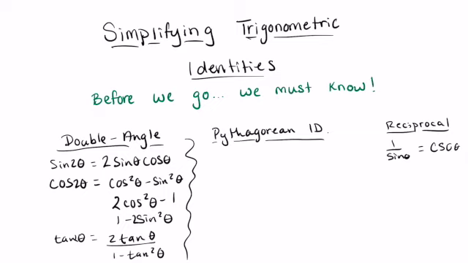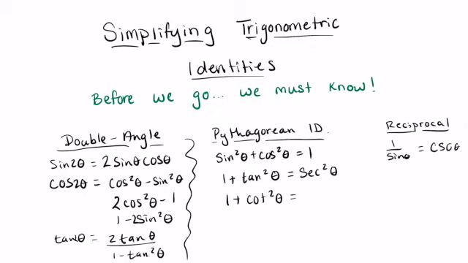My Pythagorean identities, these are also very common within these problems. We have the sine squared of theta plus cosine squared of theta equals 1. We have 1 plus tangent squared of theta equals secant squared of theta. And then we have 1 plus the cotangent squared of theta equals cosecant squared of theta.